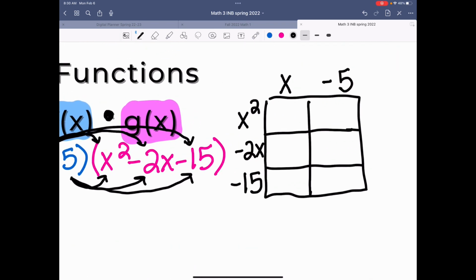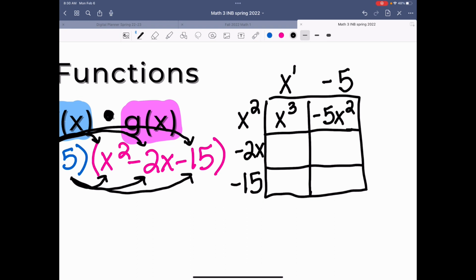And then basically what you do is you just line up your columns and rows and multiply. So you're going to multiply here, column and row, and then this column and row. Then you're going to go to the next one, multiply column and row, and then column and row. So for the first one, we have x squared times x. That's going to be x cubed, because there's technically a 1 right there. So when you multiply, you add exponents. So then we have x squared and negative 5. That's going to be negative 5x squared.